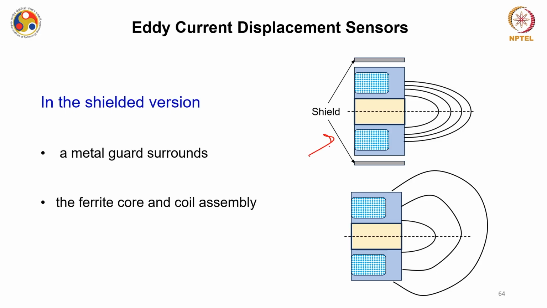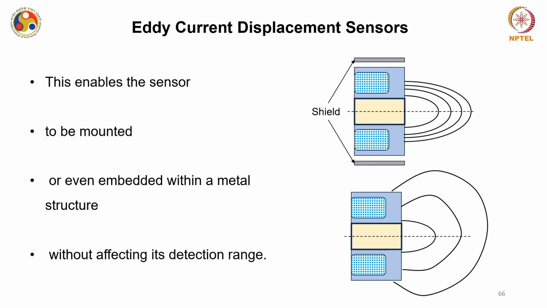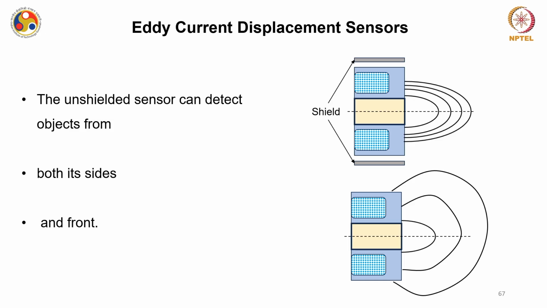In the shielded version, a metal guard surrounds the ferrite core and the coil assembly. This shield concentrates and directs the electromagnetic field towards the front of the sensor where the conducting object is placed. So this enables the sensor to be mounted or even embedded within a metal structure without affecting its detection range. Please note that it can be embedded within a metal structure. However, the unshielded sensor can detect objects from both its sides and front, which is not possible in the case of a shielded one.